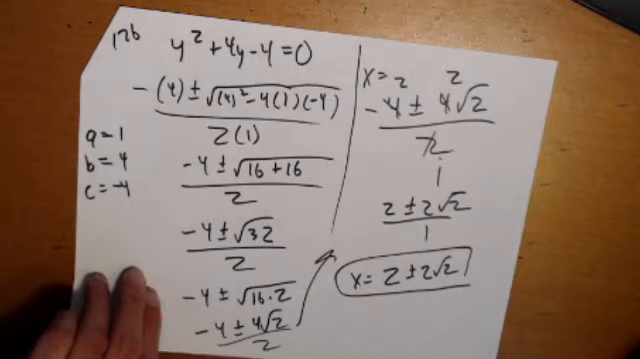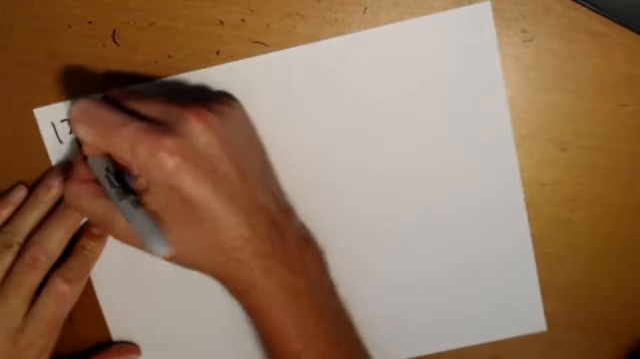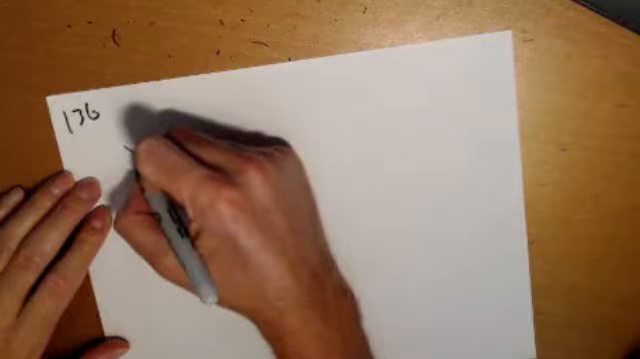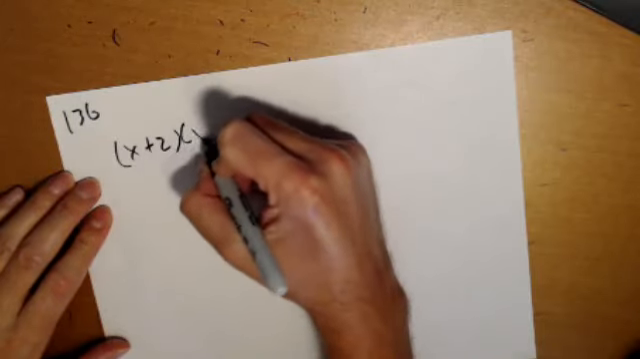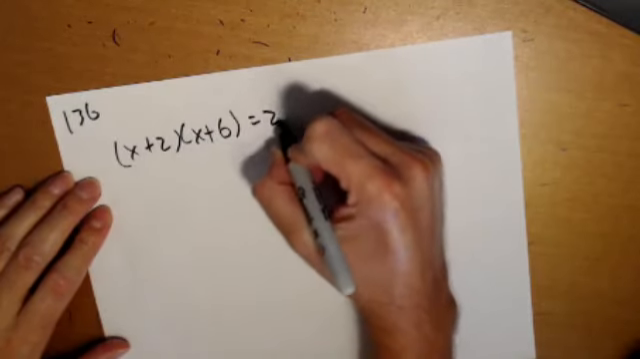136, and then you should be good. 136. X plus 2 times x plus 6 equals 21.